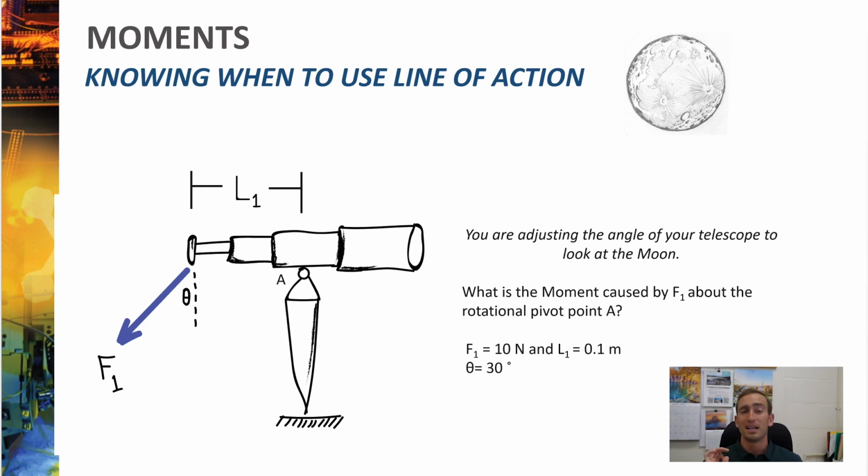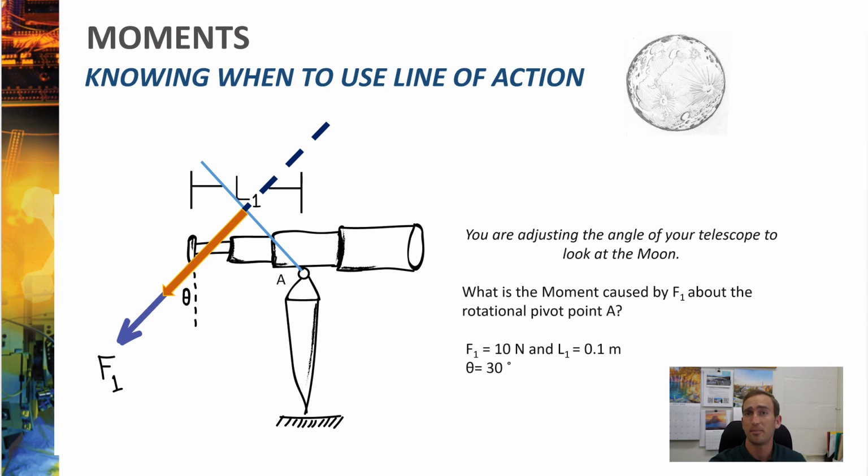But if you were looking here, we can see that F1 is inclined at some angle. We're given a theta. And the point we're trying to determine the pivot point about is the point of the telescope that moves this way, which is point A. So if we were trying to do this with line of action, we would have to draw this line right here, and we would have to move L1 along this line until that force became perpendicular to a line from point A drawn out to that point in space.